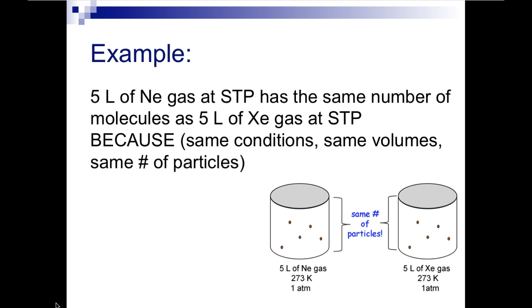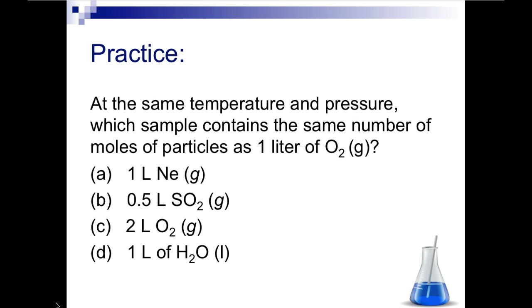So, for example, 5 liters of neon gas at STP has the same number of molecules as 5 liters of xenon gas at STP. That is because you have the same conditions, same volume, same number of particles. So let's look at a practice. At the same temperature and pressure, which sample contains the same number of moles of particles as 1 liter of O2?